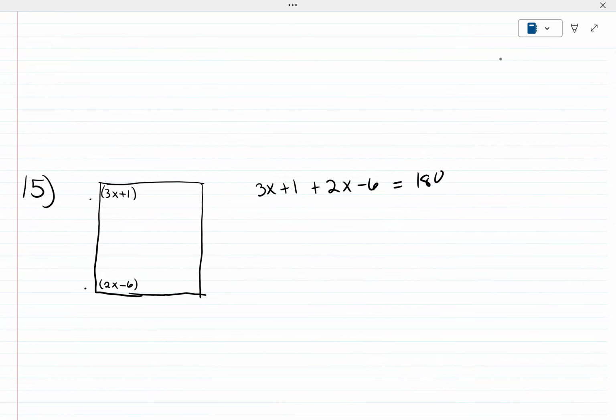And when you clean this up, 3x plus 2x is 5x. 1 minus 6 is negative 5. So 5x minus 5 equals 180. And then add 5 to both sides. You get 5x equals 185. Divide this by 5. Get x equals 37.